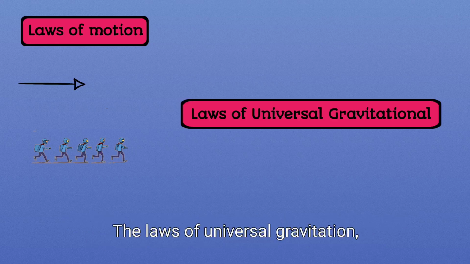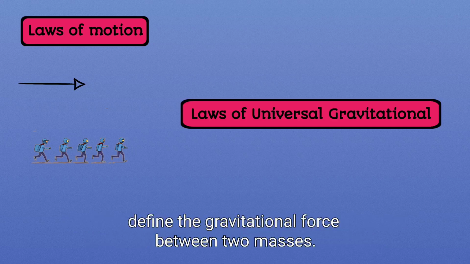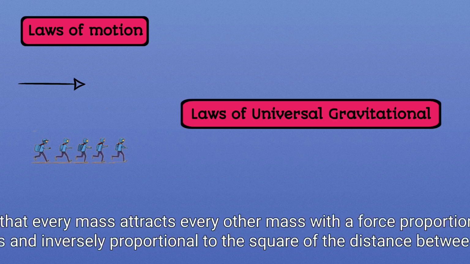The laws of universal gravitation, proposed by Sir Isaac Newton, define the gravitational force between two masses. These laws state that every mass attracts every other mass with a force proportional to the product of their masses and inversely proportional to the square of the distance between their centers.